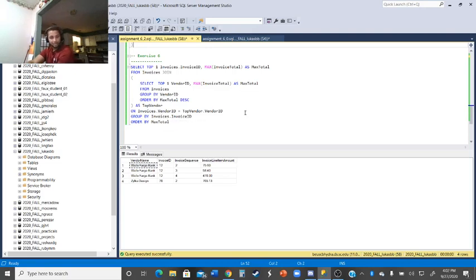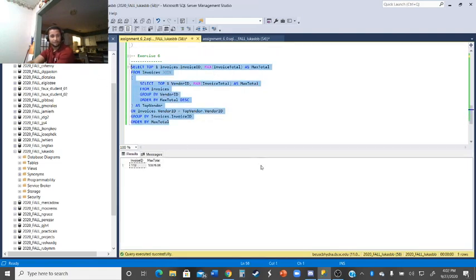And I grouped it by invoice ID again because of the aggregate function. And then I ordered it by the max total. And when we run it, we get one value. So yes, that is my 6.2 homework.